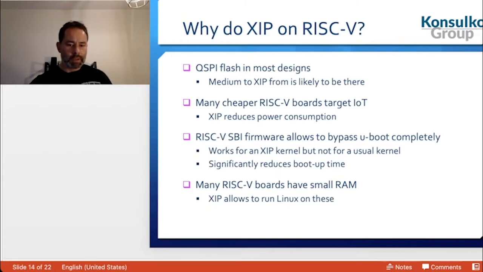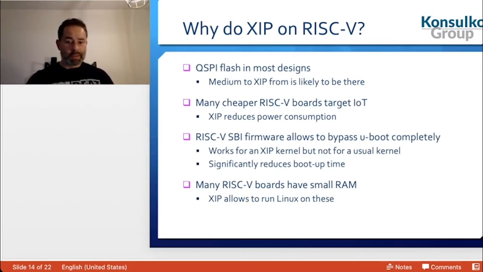Finally, RISC-V has a specific boot firmware, SBI firmware, which doesn't care that much about some specific bootloader. So in fact, instead of using U-Boot as a bootloader, we can use an XIP kernel as a bootloader. So we're getting away without any specific bootloader, just a firmware and XIP kernel. And that saves space and that saves boot up time.